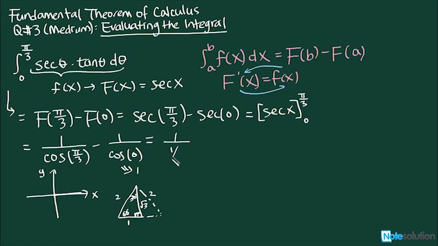So this is equal to 1 over 1/2 minus 1, which is equal to 2 minus 1, and the answer is 1. Such a nice number. So the area under the given function, secant theta times tangent theta d theta, over the interval going from 0 to pi over 3 is 1. Basically, this has to do with using part 2 of the fundamental theorem of calculus.